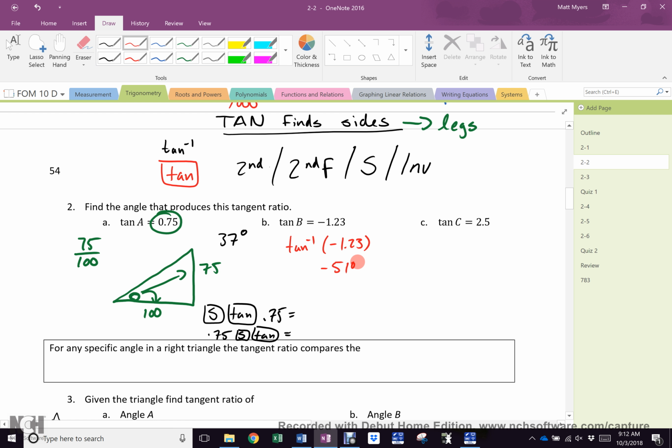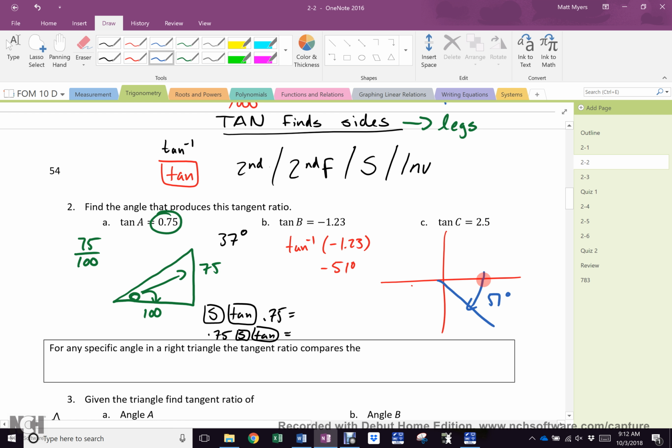How can you have negative 51 degrees, Mr. Myers? That's a degree. How can that be negative? It goes the other way. So remember, in degrees, there's 360, yes? Normally, when we measure degrees, we go up from a flat, yes? Right? Because we draw it like that, right? Well, what would negative be? Down from a flat.